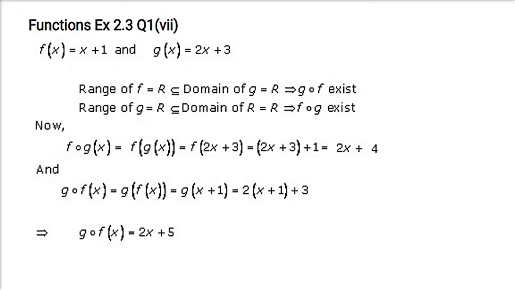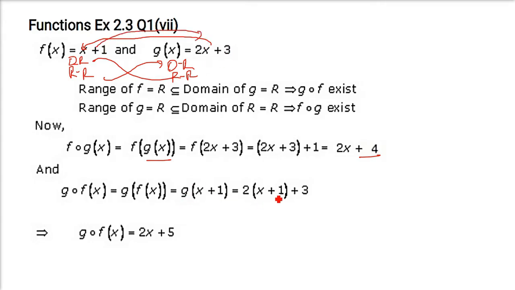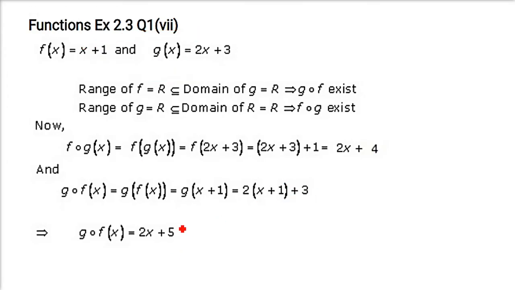This is quite a straightforward question because the domain and range are both real numbers for both f(x) and g(x). The same set is always a subset of itself. So fog x: take g(x), which is 2x plus 3, and put it inside in place of x in x plus 1. Then gof x, so g of f(x): take x plus 1 and put it in place of x in 2x plus 3. So 2 into x plus 1, plus 3, so 2x plus 5 will come.